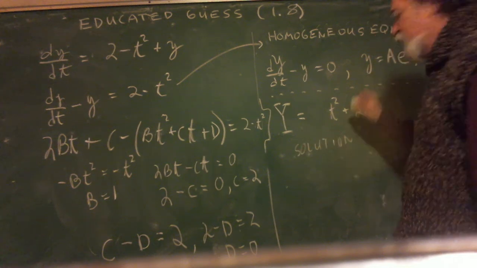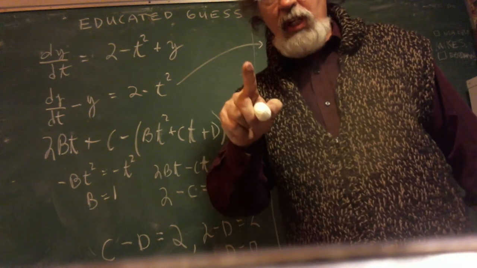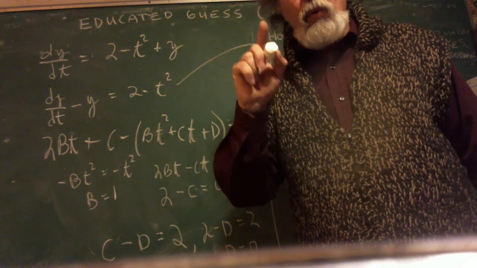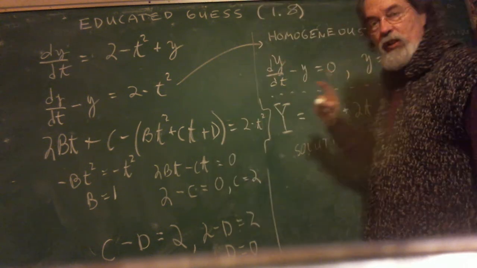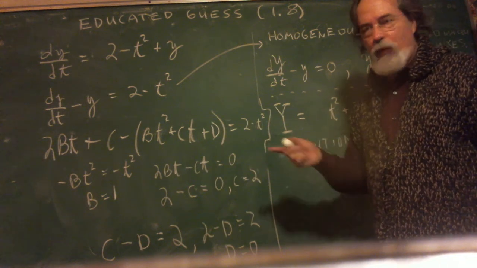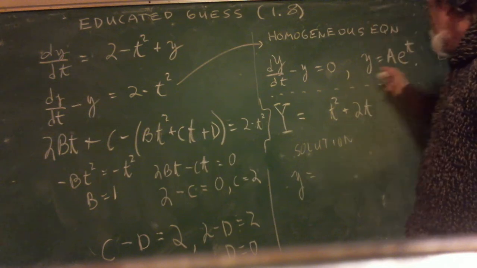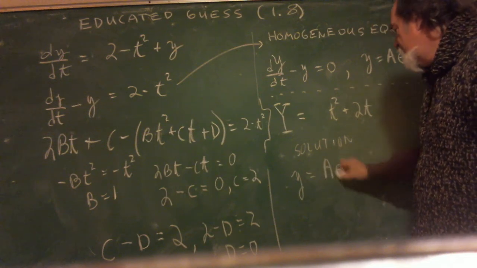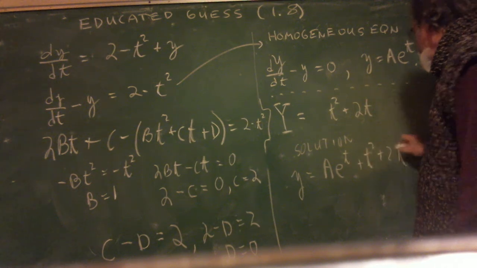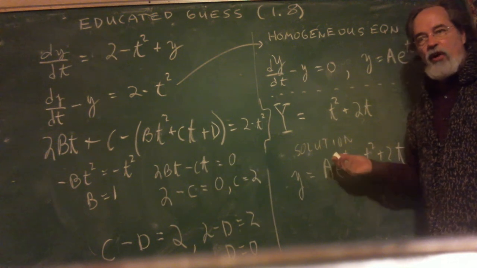is always, and when you do educated guess, the solution is always the homogeneous solution plus the particular solution, the big Y. So little y for the homogeneous solution, big Y for the particular or educated guess, whatever you want to call it. So the solution is y equals a e to the t plus t squared plus 2t. So if we have an initial condition, we can find that a.